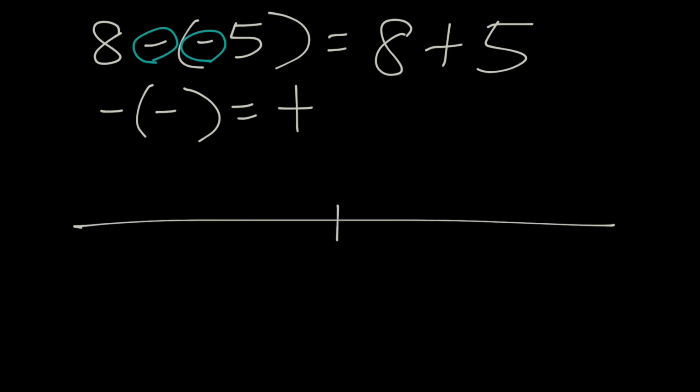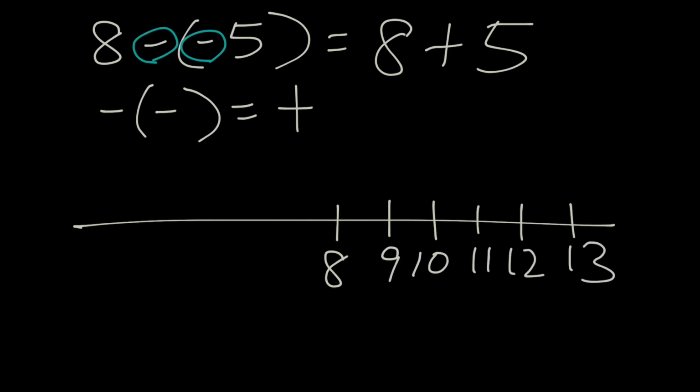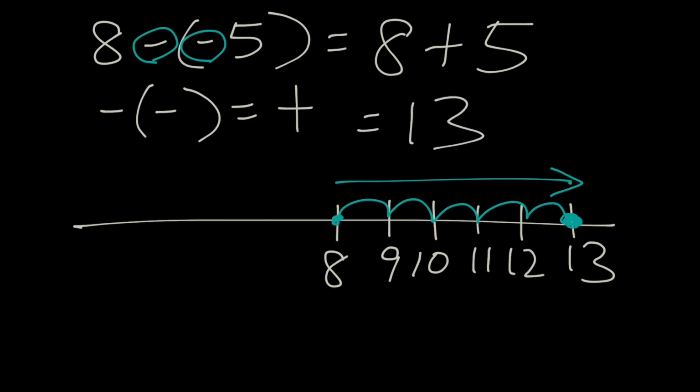And looking at it from the number line, 8, and we're going to go 5 spaces to the right. That's 1, 2, 3, 4, 5. So 9, 10, 11, 12, 13. Starting point at 8, 1, 2, 3, 4, 5. So we'll end up on 13, which means that the final answer is 13.